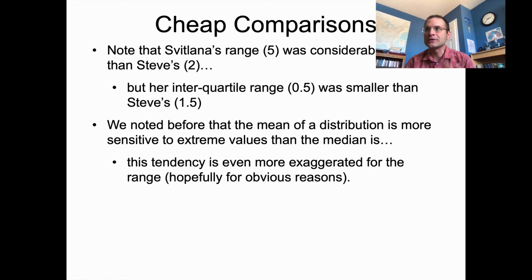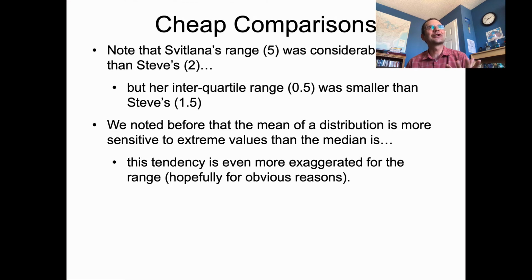So this kind of corresponds to what I was talking about before with comparisons between like the median and the mean of a distribution. So the mean of a distribution is more sensitive to extreme values than the median is. And this tendency is going to be even more exaggerated for the range versus, say, the interquartile range. And hopefully that's obvious, because with the range, you're looking precisely at those extreme values at the edges of the distribution. So you're going to incorporate those into the calculation of that value specifically, or explicitly as well.